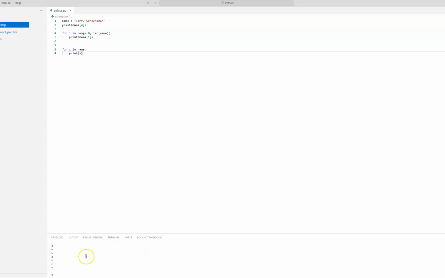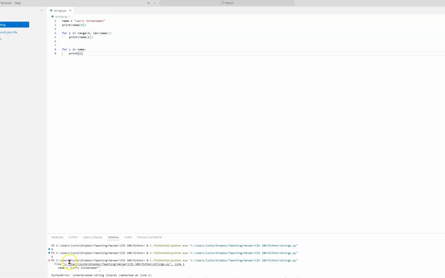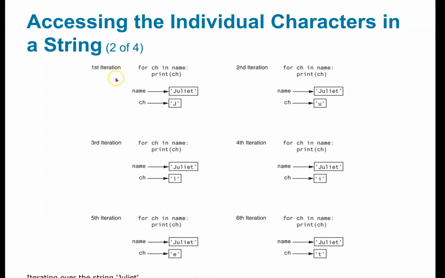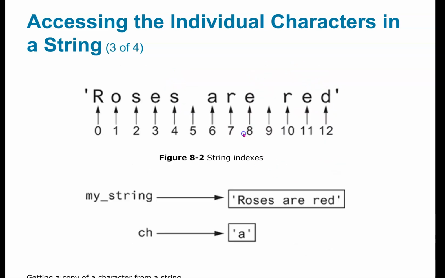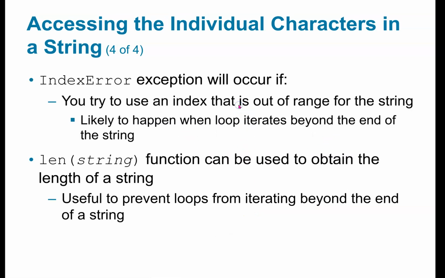Oops, I didn't save. Okay, and now you notice it prints both times. So that's how we can access individual parts of the string. Here's another way to look at it: if we do a for ch in name, ch will contain j first, then the next time through it'll contain u, and so on and so forth. It'll go all the way through.